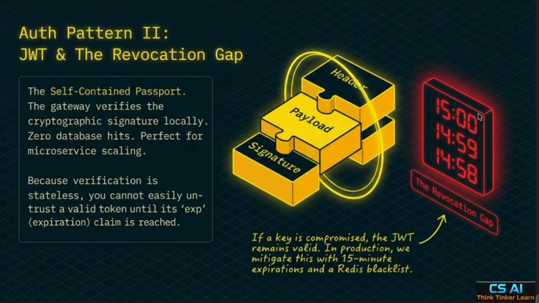Auth pattern two is JSON Web Token, or JWT. Think of it as a self-contained passport. The gateway verifies the cryptographic signature locally with zero database hits, making it perfect for microservice scaling.